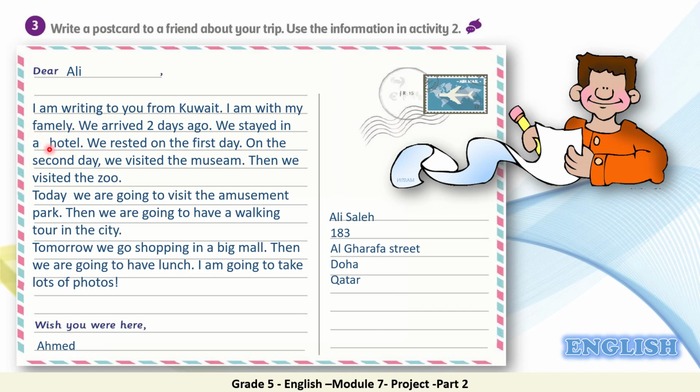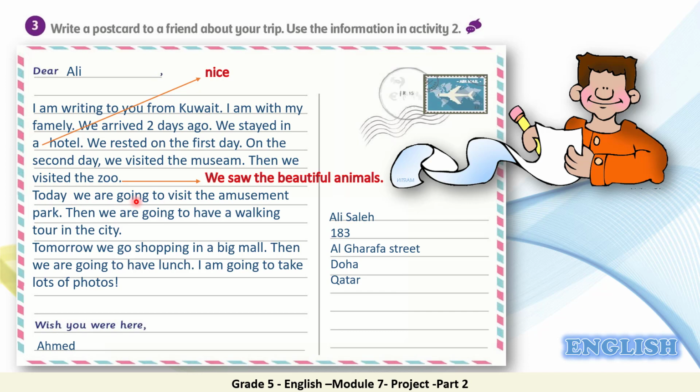Why don't we describe the hotel with an adjective? We could say a nice hotel, right? Good. We rested on the first day. On the second day, we visited the museum. Then we visited the zoo. How about adding here what we did at the zoo? Just to give more details, we could say we saw the beautiful animals.